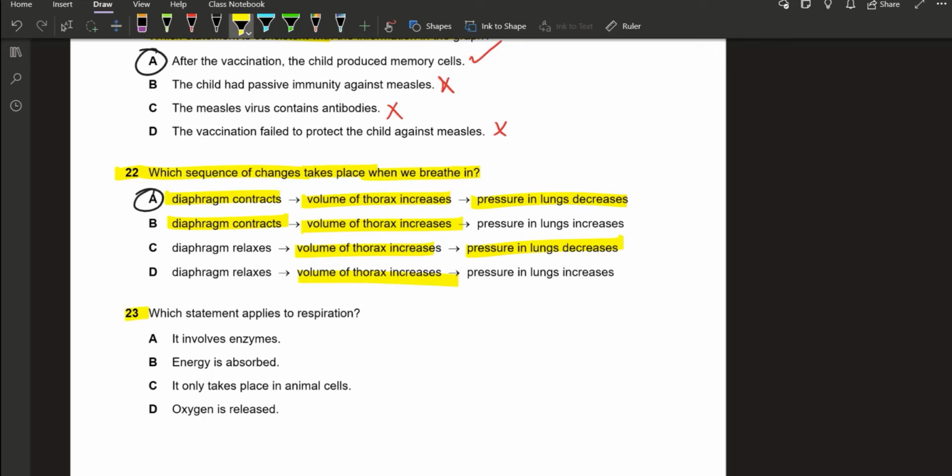Question number 23. Which statement applies to respiration? Option A says it involves enzyme, which is correct as it involves enzyme for the transfer of molecules. Option B says energy is absorbed, which is wrong. Option C says it only takes place in animal cells, which is also wrong. Option D says oxygen is released, which is wrong. So the correct option would be option A.